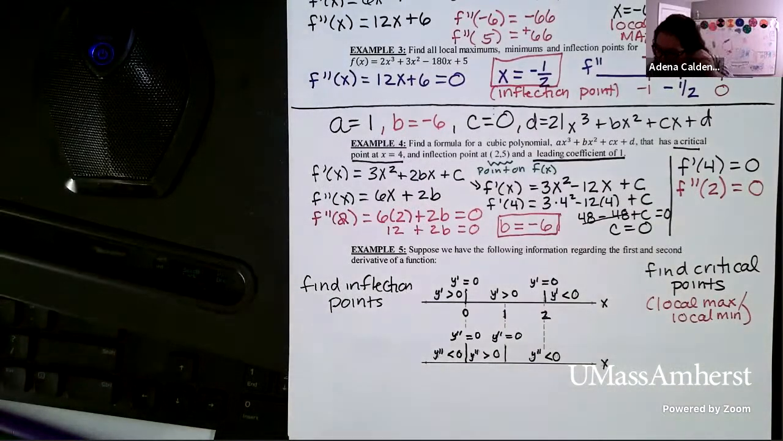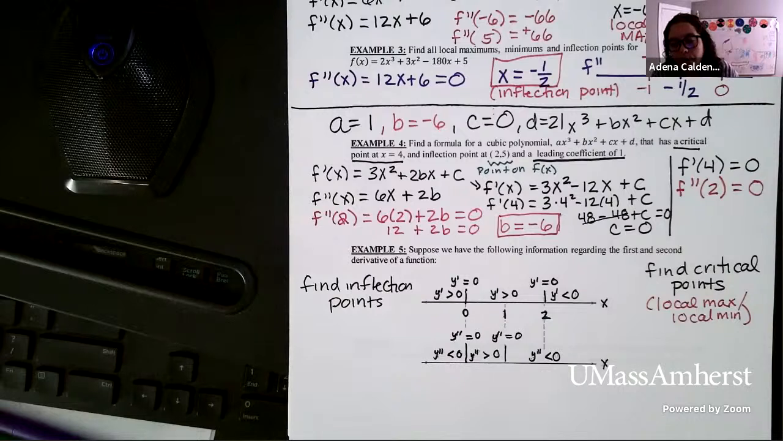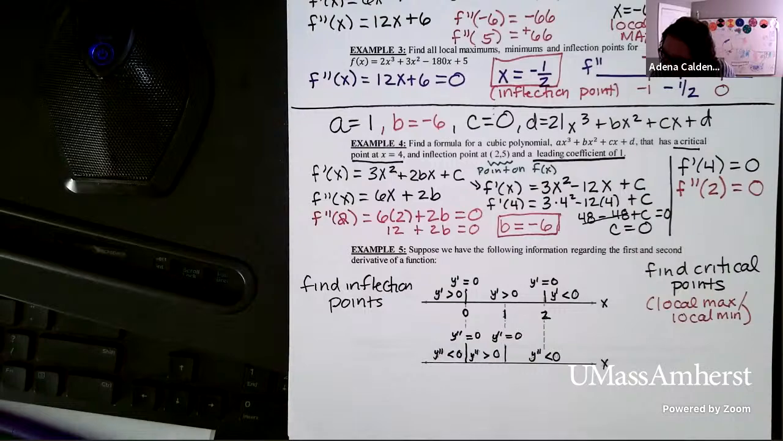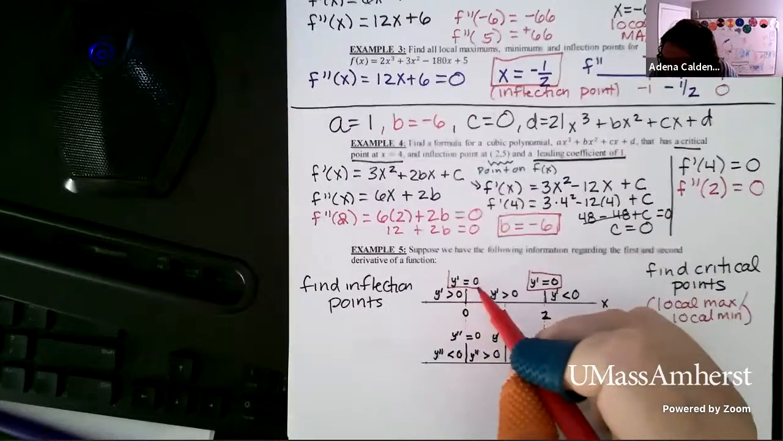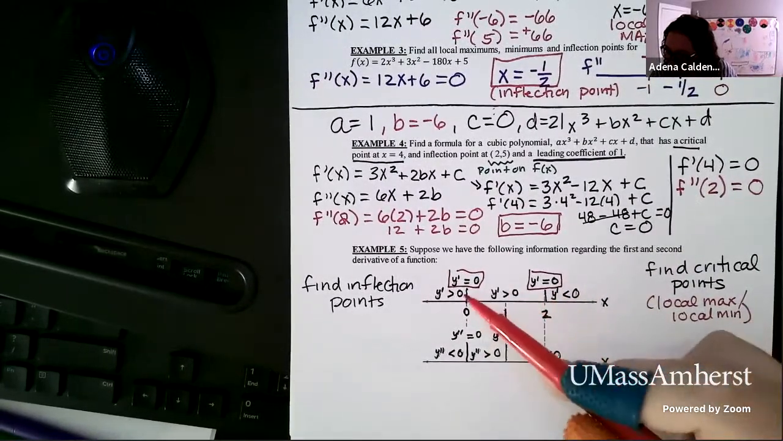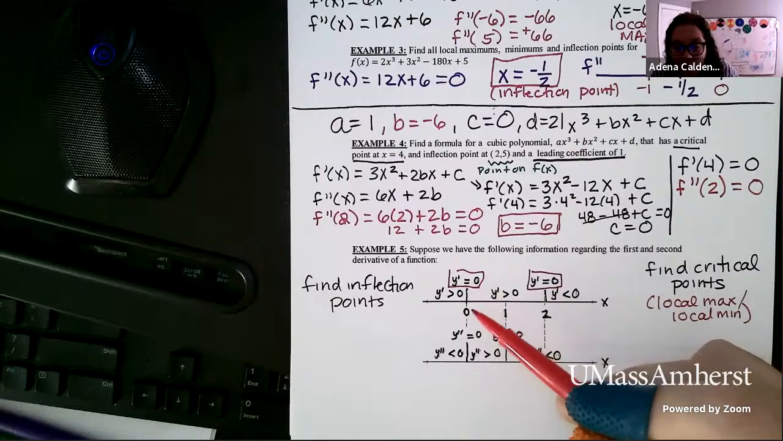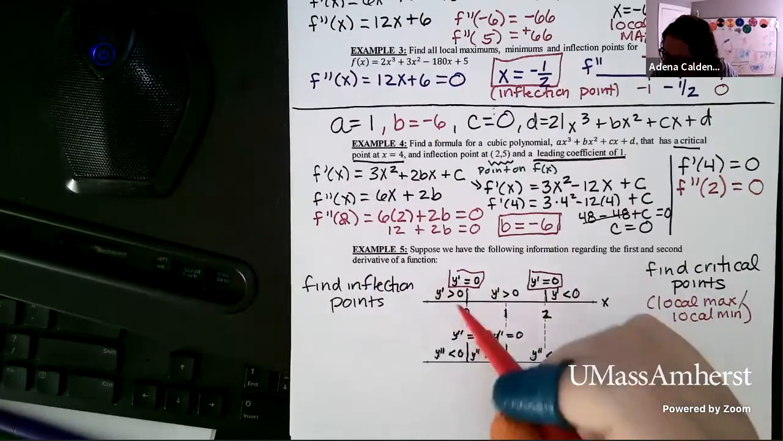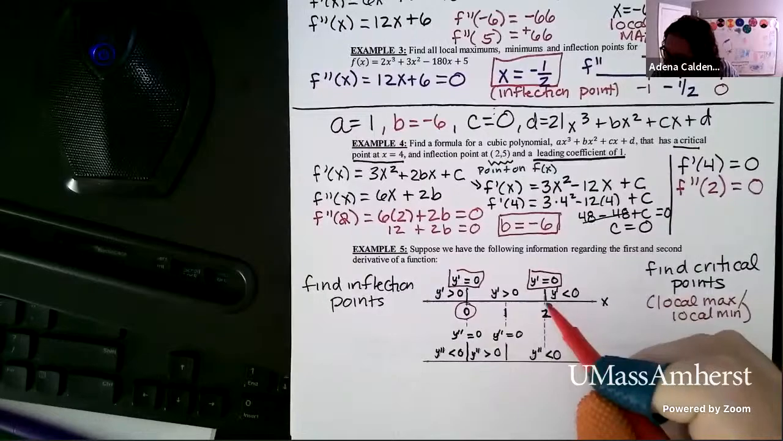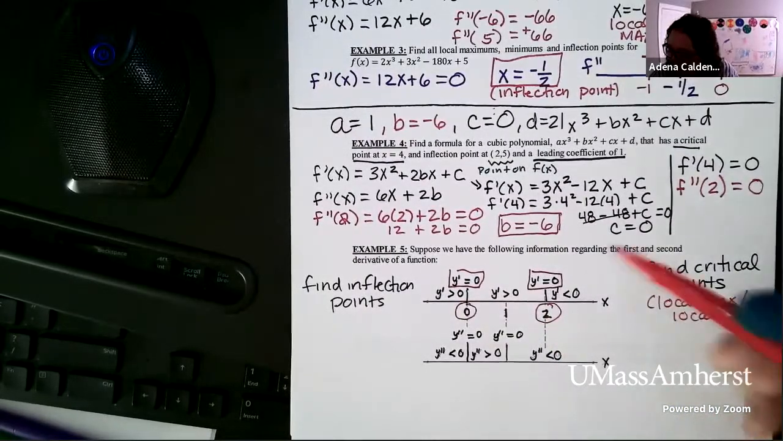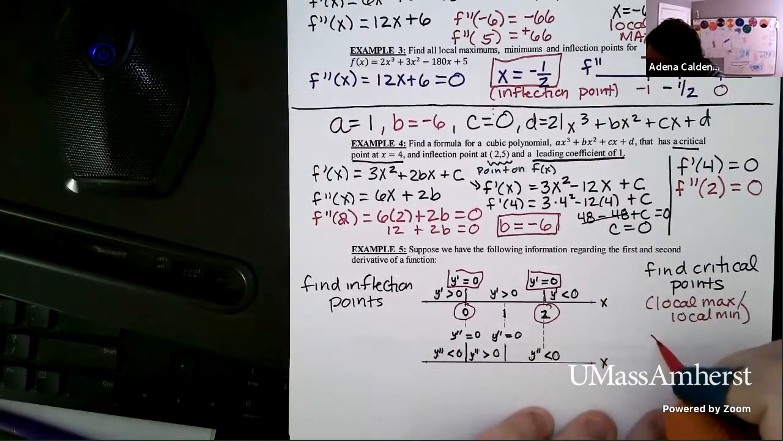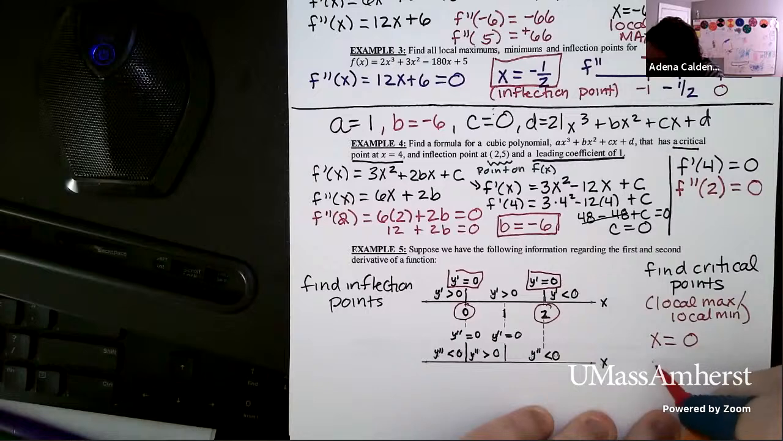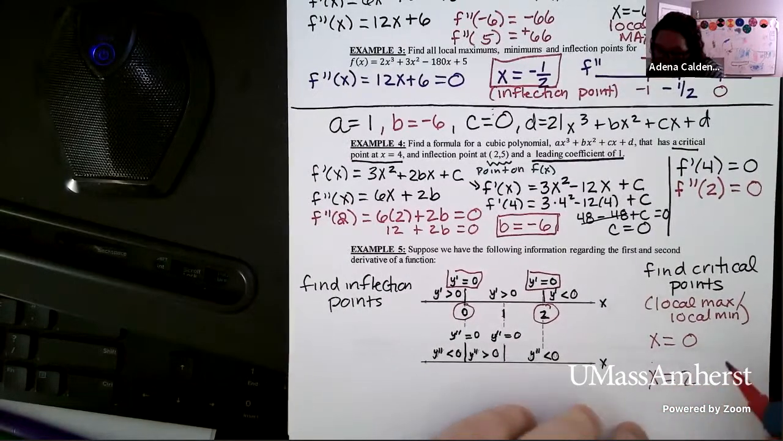All right, so let's start with critical points. So we know critical points happen when the first derivative equals 0. Okay, so if we're looking at this chart, I see y prime equals 0 in 2 places. So I need to figure out what associated value goes with those. So it looks like that happens at x equals 0. And again, at x equals 2. Those are the 2 places in line with where it says the first derivative equals 0. So x equals 0 and x equals 2.